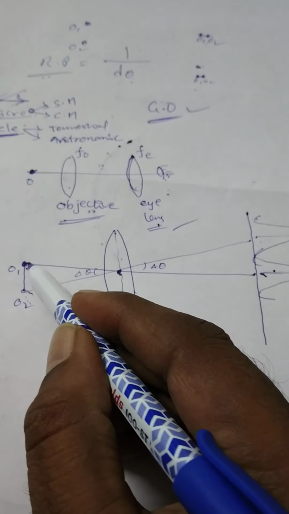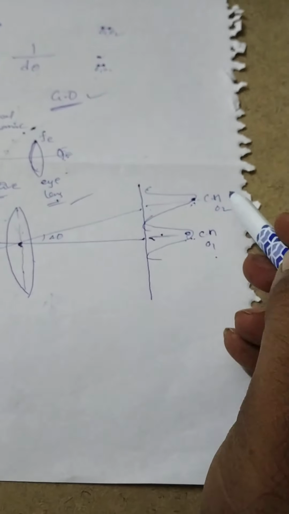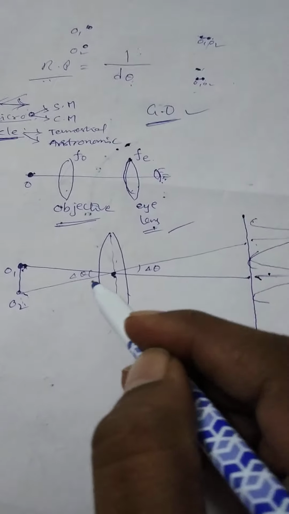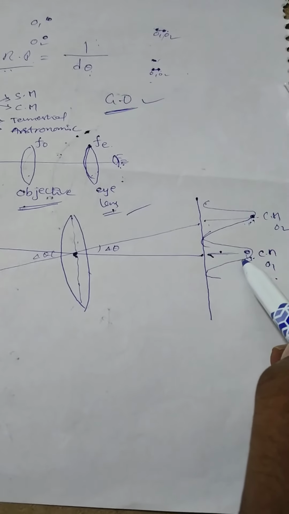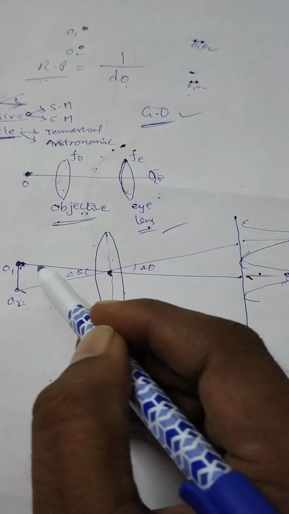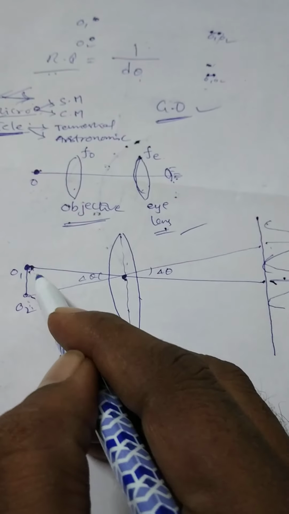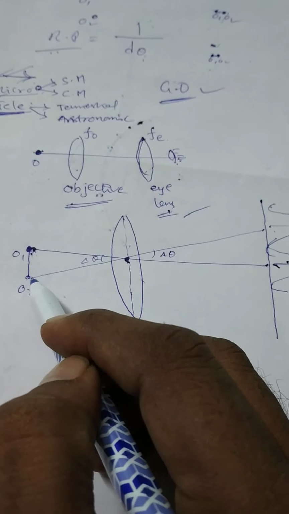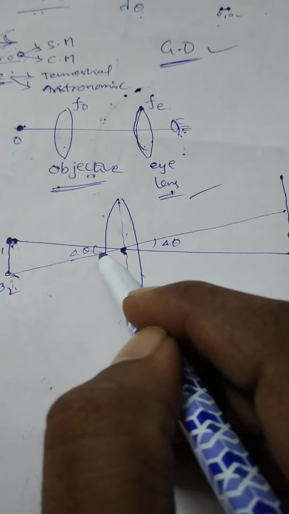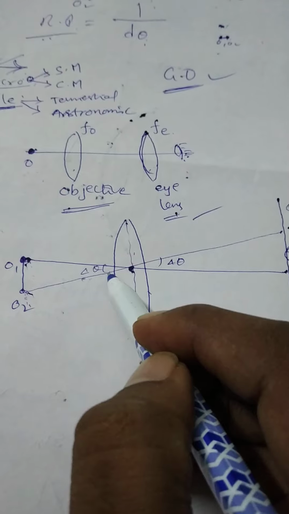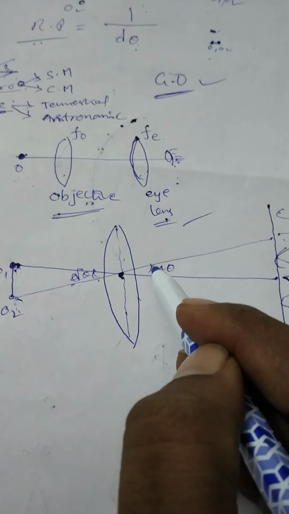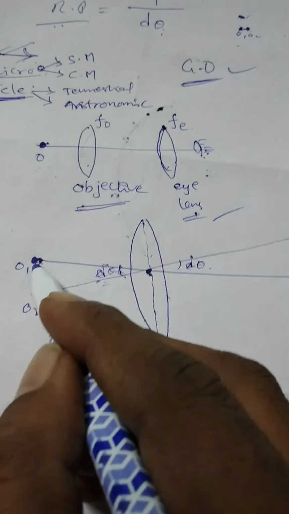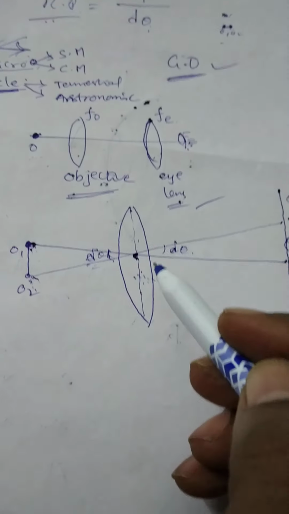Suppose O1 and O2 overlap together. The central maxima for O2 and for O1 also overlap, and these two objects cannot be distinguished separately. That means to distinguish these two objects separately, there must be a minimum distance between O1 and O2. So the minimum angular position is represented by d theta or delta theta. This d theta is the minimum angular position at which the two objects can be seen by the objective of the eyepiece.